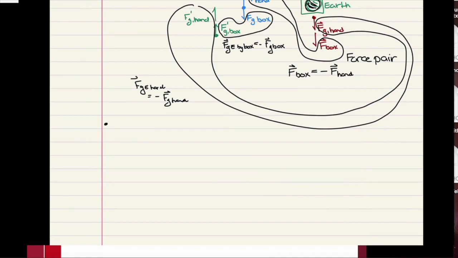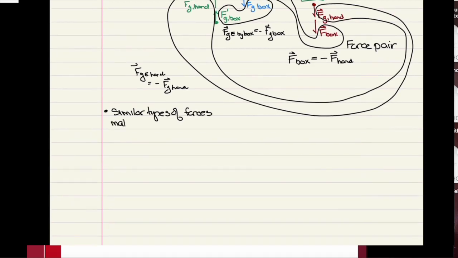So that's another comment to make. Similar types of forces make force pairs. For example, if you have a long-range gravitational force acting on, say, this apple, the other force of the pair is also a long-range gravitational force. In this case, acting on the Earth.